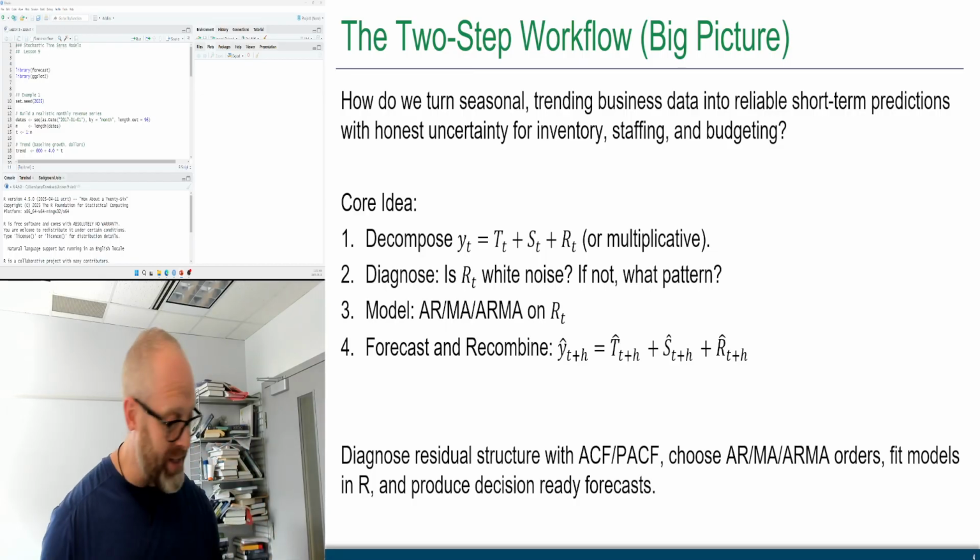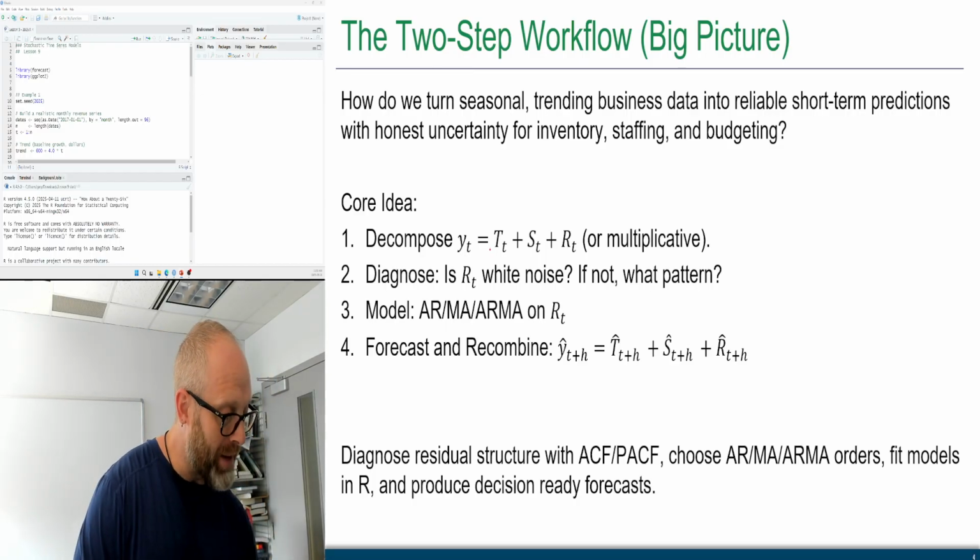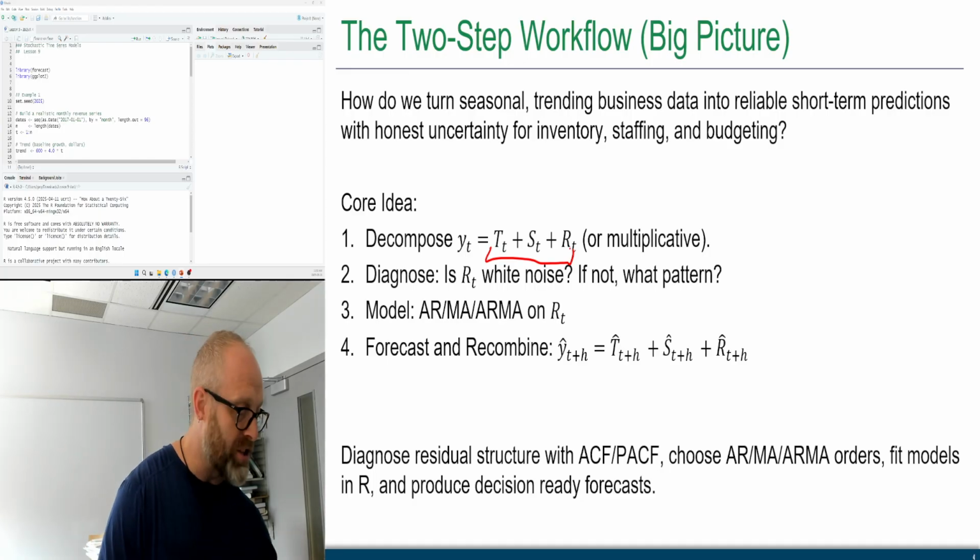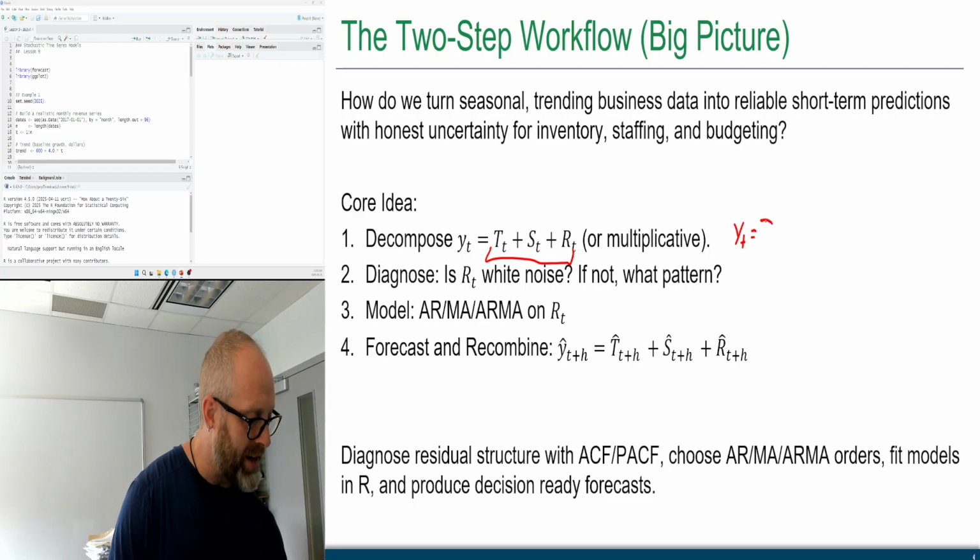Right now, what I have written here, obviously, is the additive model because I'm adding all those components together, but it could also be the multiplicative model, where I have y sub t is equal to the trend at time t times the seasonality at t times the remainder at t.